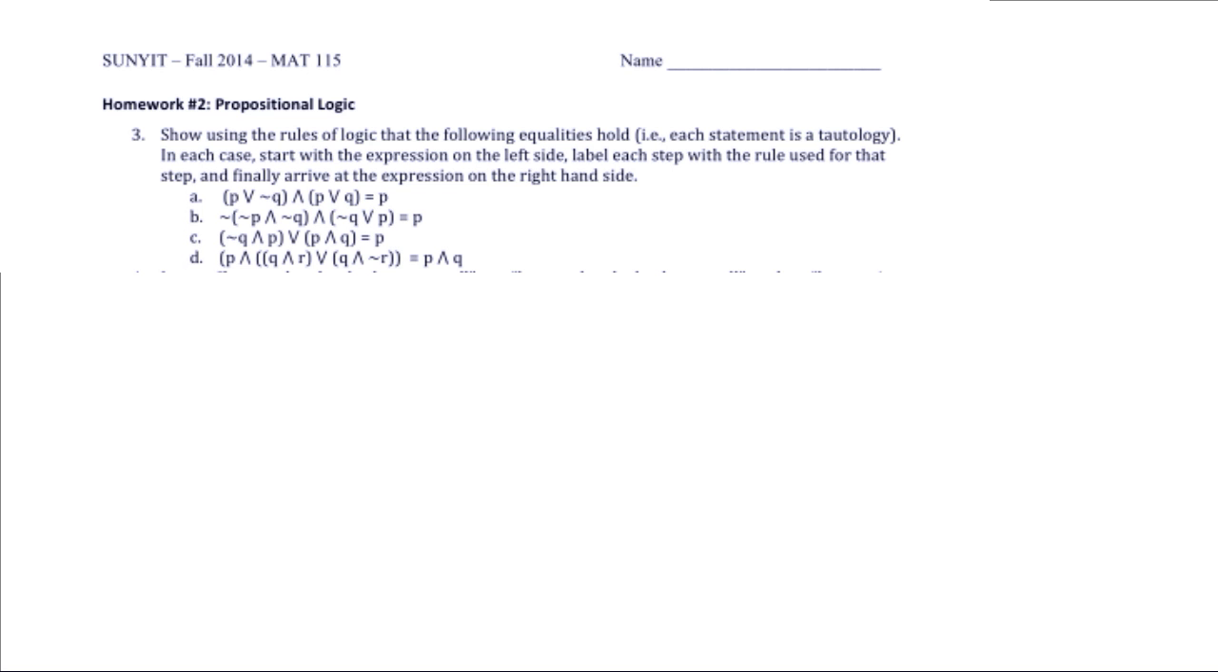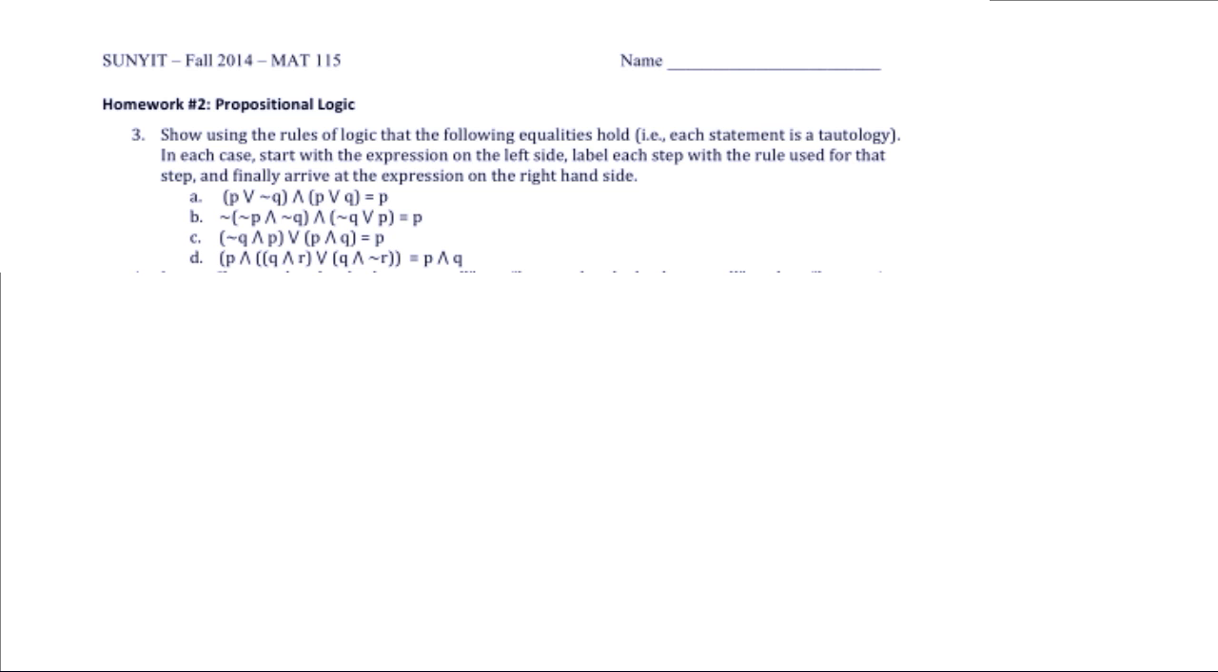Okay, in this video I'm going to do problem 3 from homework number 2, and in fact, due to the numbering of this homework, this was the first problem of that homework set. So it says to use the rules of logic to show that each of the equalities hold, and so in each case I need to show that the left hand side equals the right hand side.